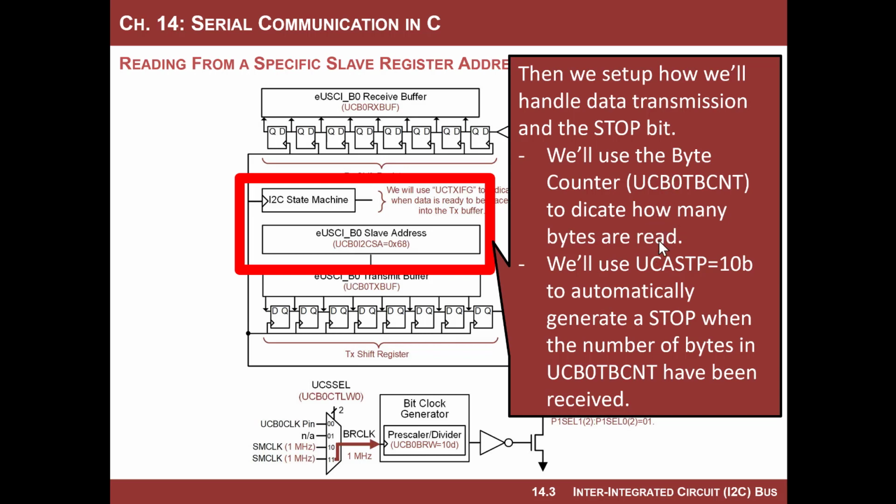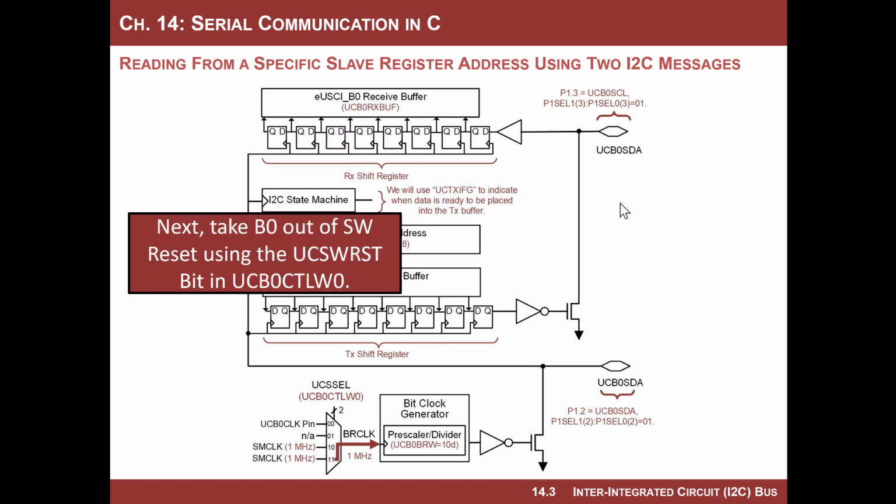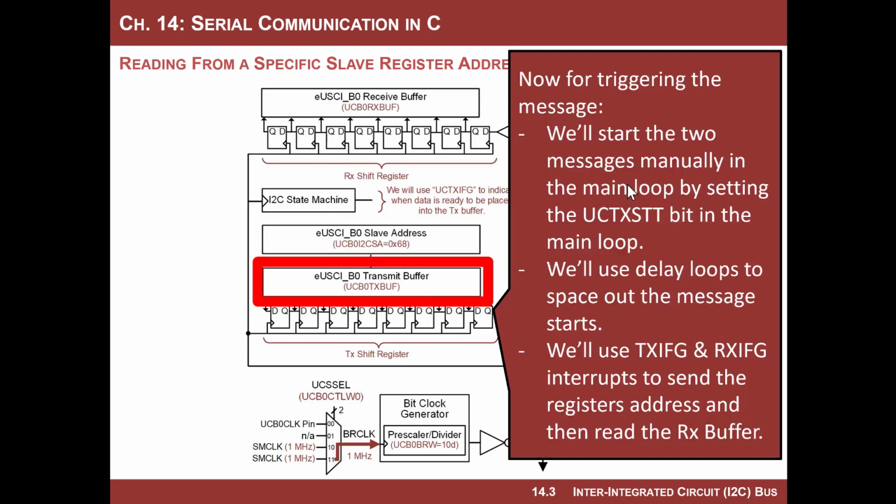And now what we need to do is figure out the data transmission and stop bit. We are going to have two separate messages that each send 1 byte. We can simply set the byte counter to 1, and that will always send 1 byte, either read or write, 1 byte in each message. So we only need to set that up as 1. And then if we do the automatic stop bit, the system will automatically pop out the stop bit after that byte has been read or written, okay? All right, of course, we just have to switch over the port function selects to use the I2C lines instead of the ports, and then we'll take it out of software reset and we'll set up our messaging.